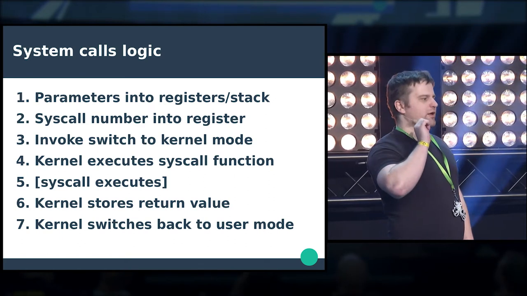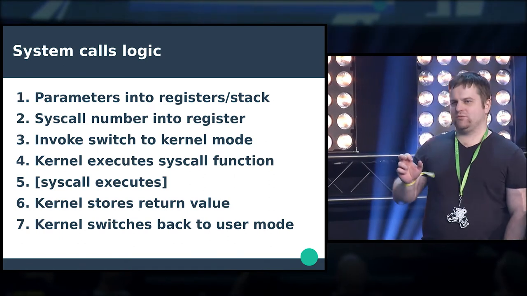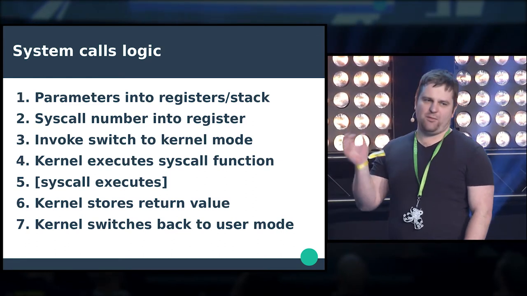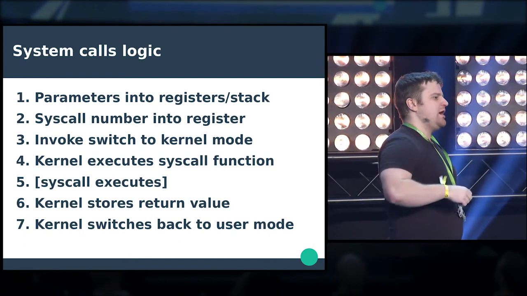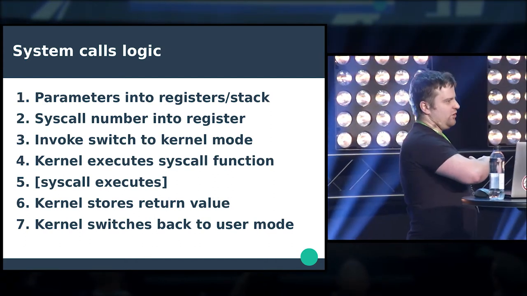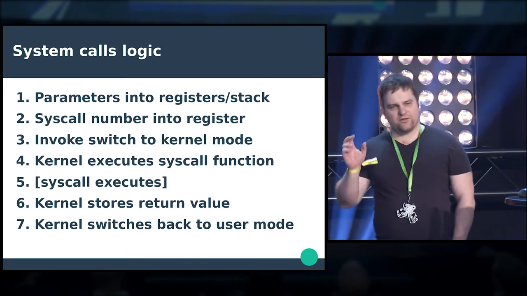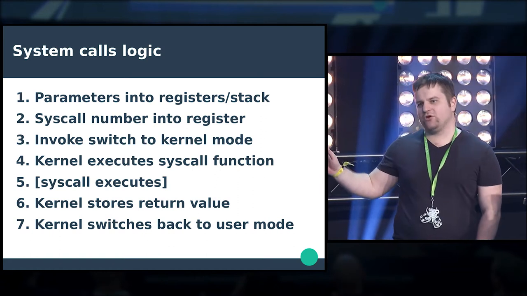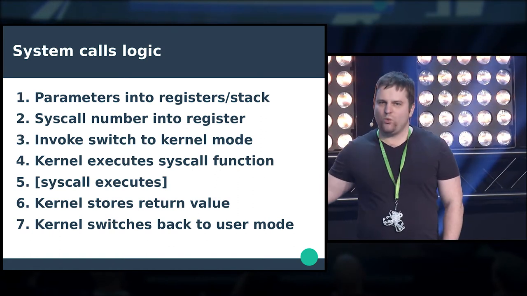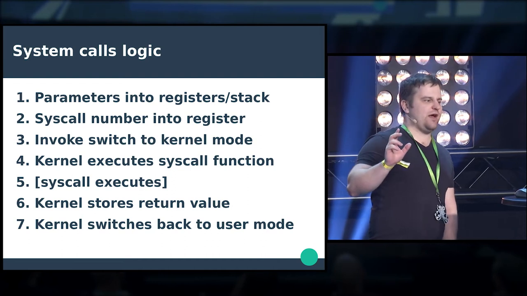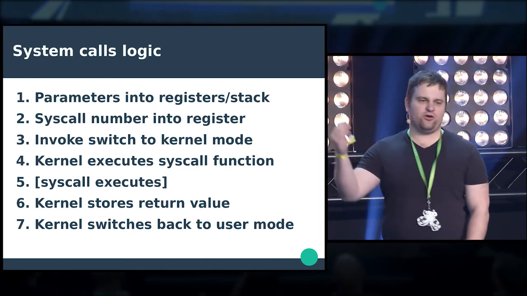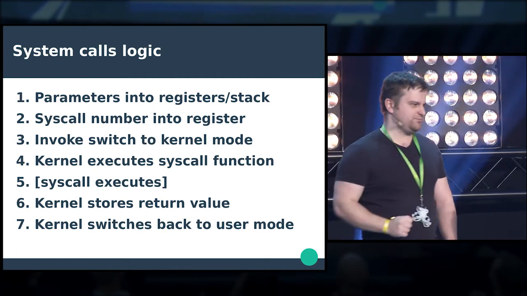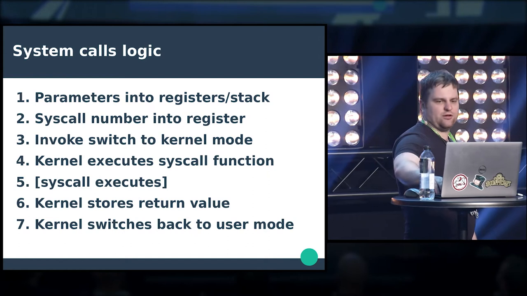Then the code invokes a switch to kernel mode. These are special machine code commands, opcodes, that will do it. Then the kernel takes control of the execution flow, takes this register that contains the syscall number, and based on that, executes some function inside the kernel. When it finishes, the return value is stored, and the kernel returns to user land, and the syscall returns. This is the basic logic.